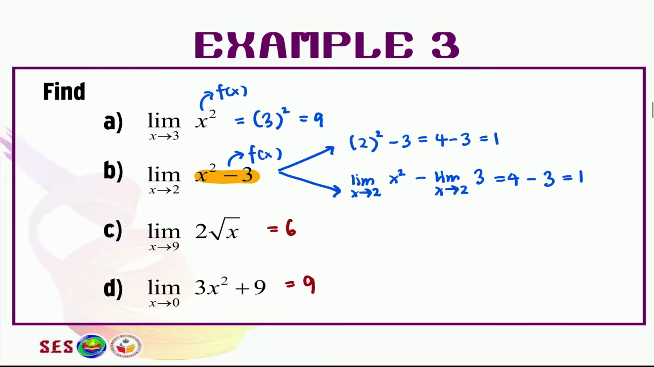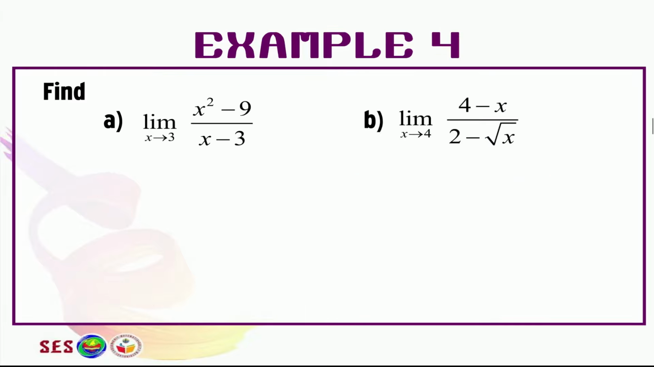Very good. Let's try again. Let's see if we can do this. Remember, don't be overwhelmed. We just need to substitute. For question A, substitute x equals 3 here. If we substitute 3 here, we're going to get 9 minus 9 over 3 minus 3, and this is equal to 0 over 0. And this is not equal to 0.